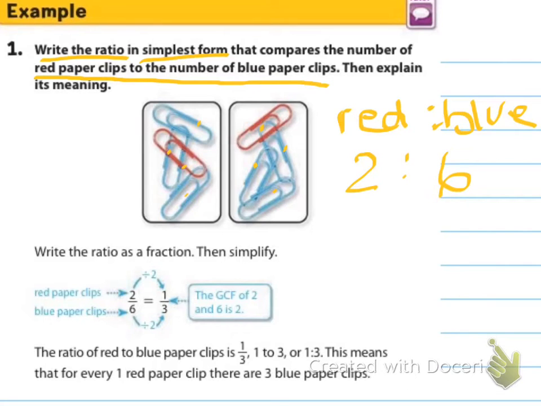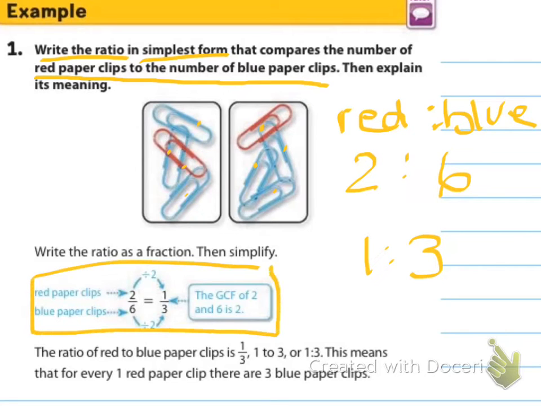So my ratio can be written as 2 to 6, except that it wants me to also identify it in simplest form. I know that both 2 and 6 can be divided by 2, and I would then have 1 to 3 as my new ratio. And here they show you how you would do that using fraction form: you would divide the top and the bottom by the same number and come down to 1 over 3. So it says to write the ratio as a fraction, then simplify.